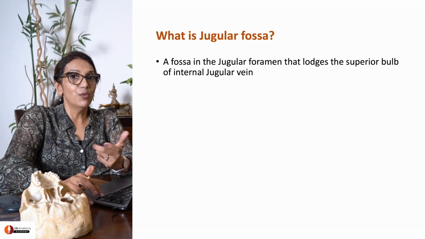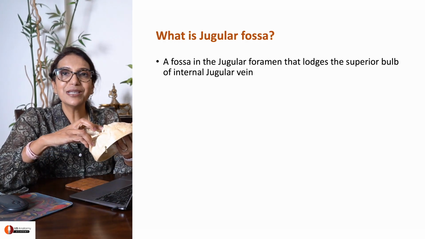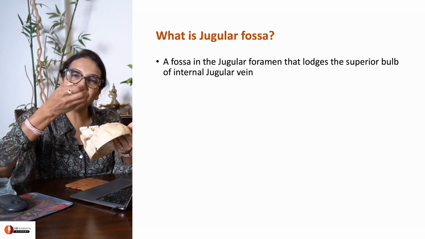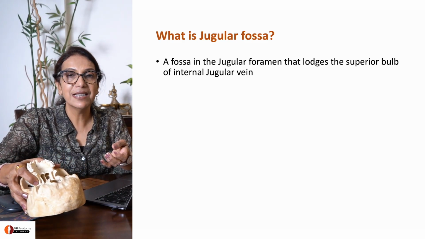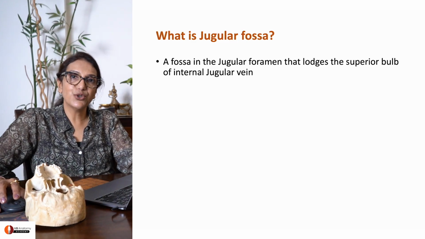So, what is jugular fossa? If you look carefully, there is a little fossa there. Even your little finger can enter into the fossa. It's a clearly visualized little space into which lies your superior bulb of internal jugular vein.